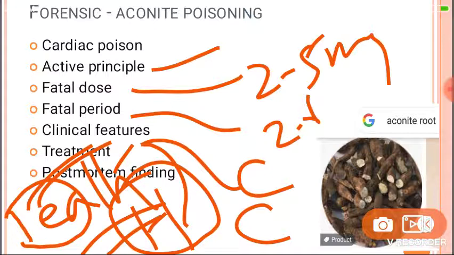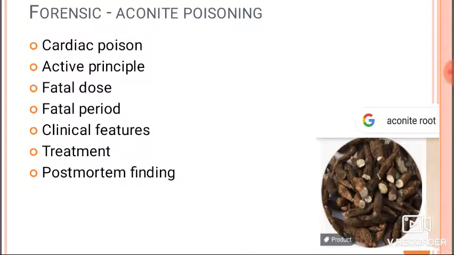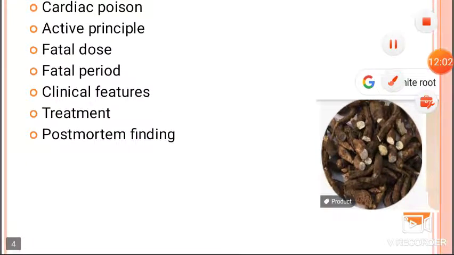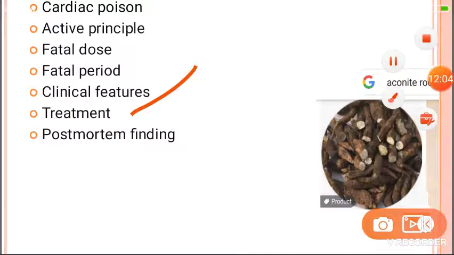Okay, how will you treat this person? Treatment, come here, say the treatment. So the treatment will be, say oxygen, atropine, digitalis, lidocaine, procainamide, phenytoin. Okay, that's all. Thank you.